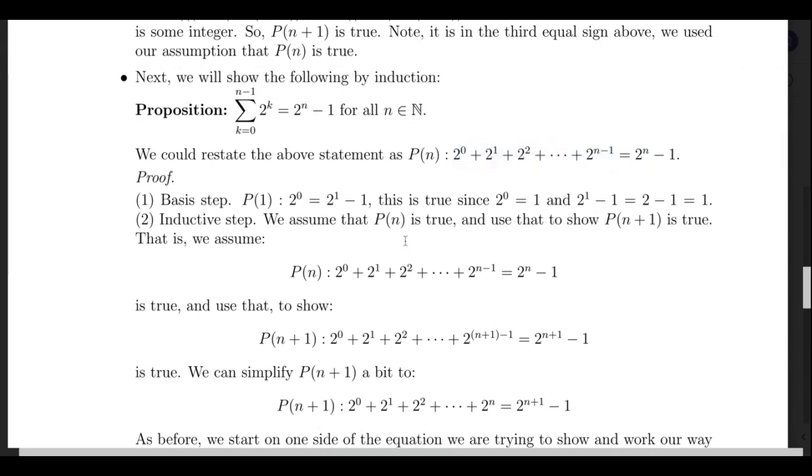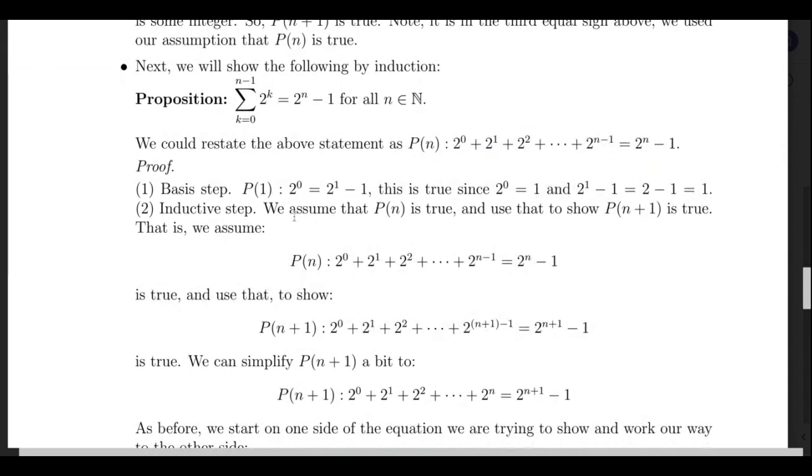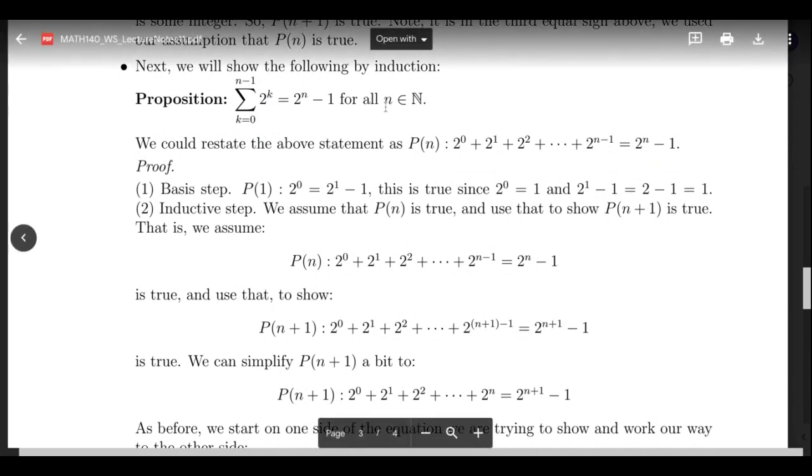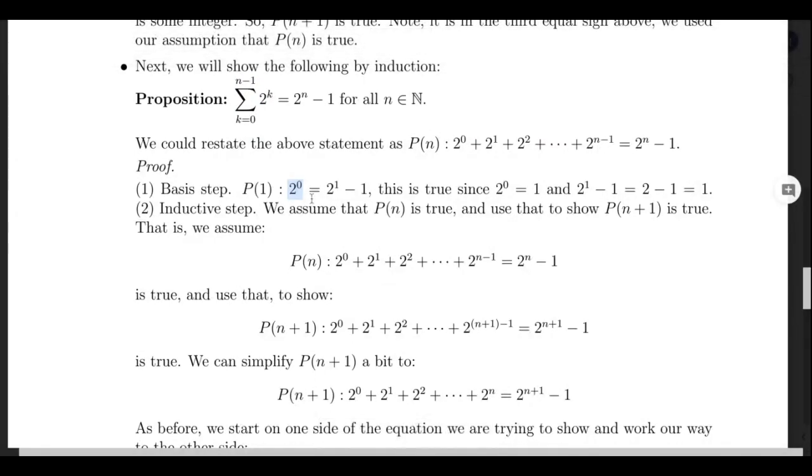Okay, let's prove the base case. So let's see, n equals 1. With n equals 1, we see this is from 0 to 0, right? 1 minus 1 is 0. So 2 raised to 0, which is 1, equals 2 raised to 1 minus 1, which is 2. So the basis step is true.